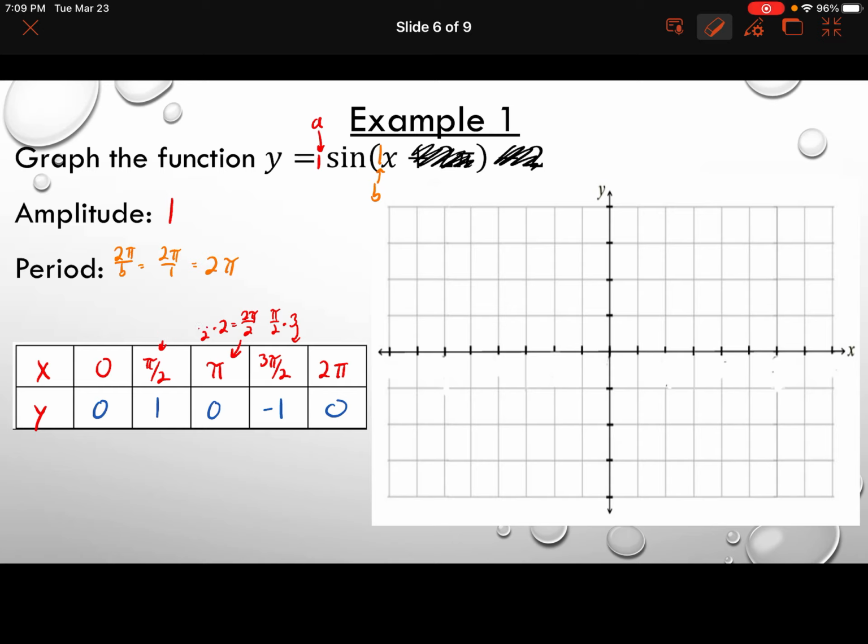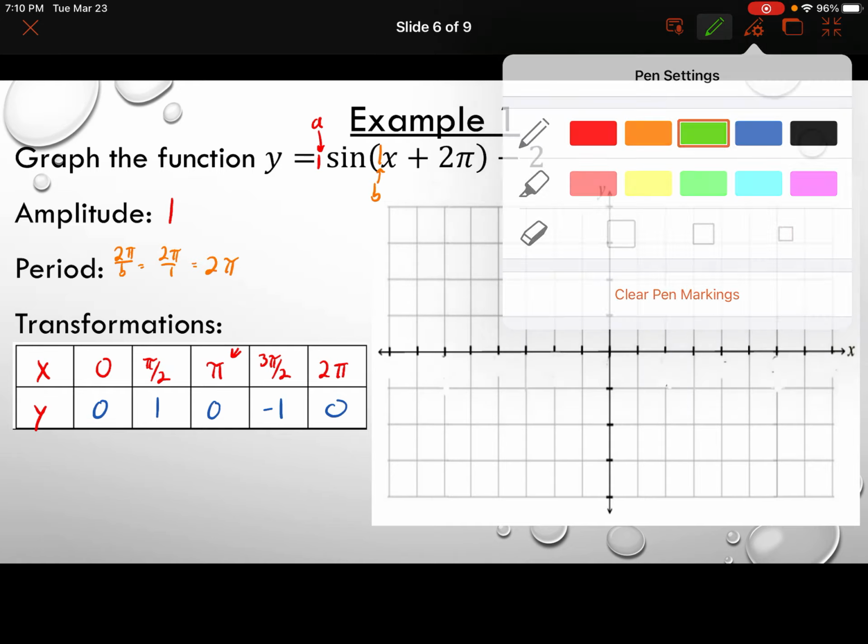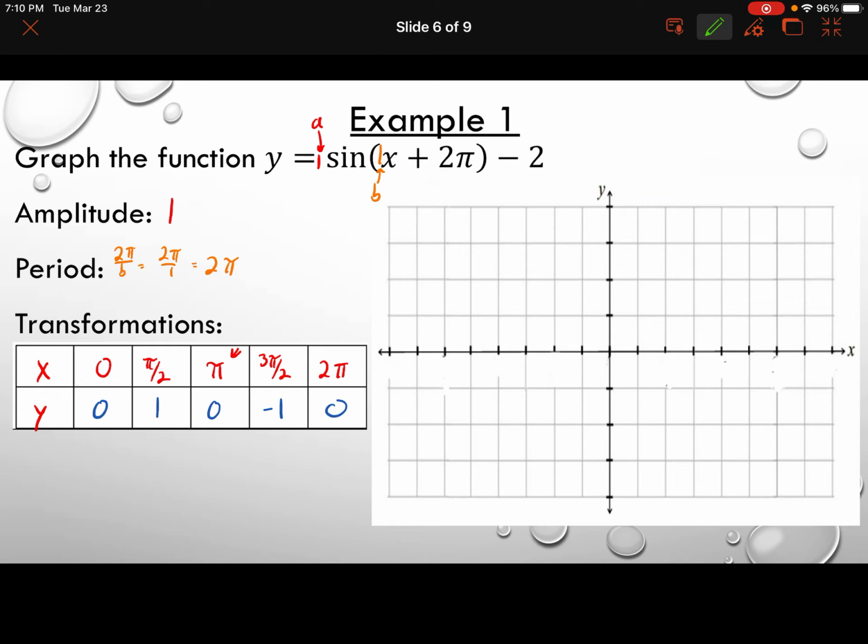To do this, I'm going to have to erase this because I need this space here. So now let's talk about the transformations. Well, the transformations, if I now erase the fact that I blacked out the transformations, the transformations would be these two. This would be your C value, and this would be your D value, okay? Well, remember, the number that's being added or subtracted to x, the C value, that is telling you how much to move left and right.